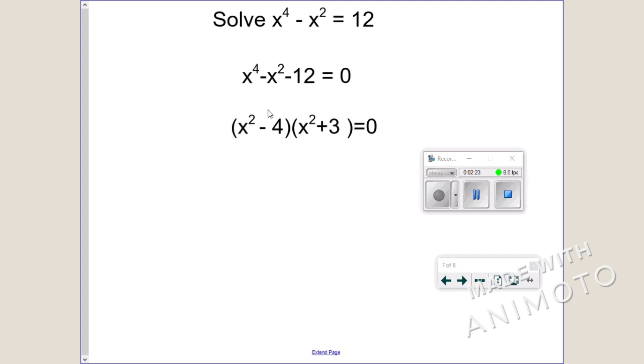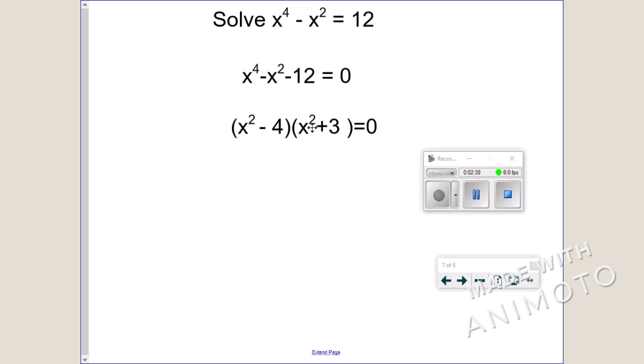We can check it out. X squared times x squared is x to the fourth. X squared times 3 is 3x squared. Negative 4 times x squared is negative 4x squared. 3x squared plus negative 4x squared is negative 1x squared. And negative 4 times 3 is negative 12. Now, unfortunately, we're not done, right?